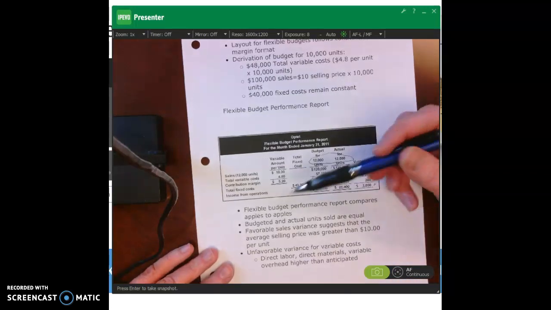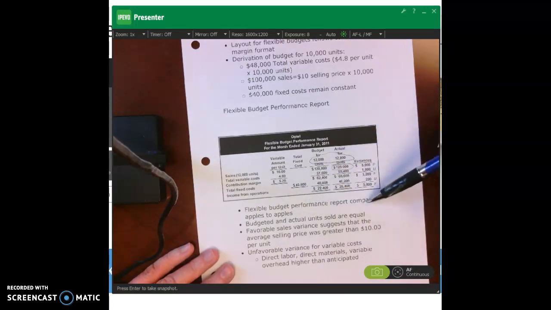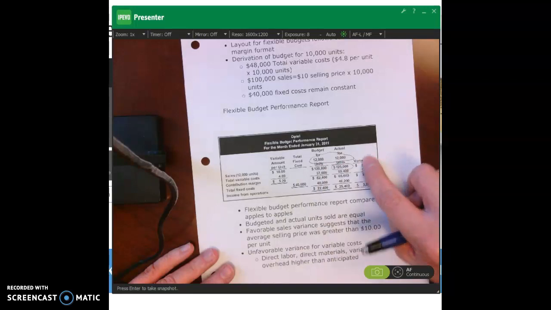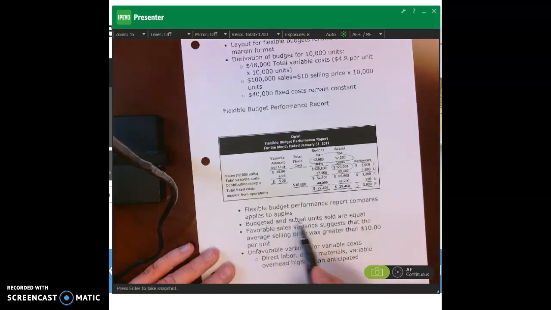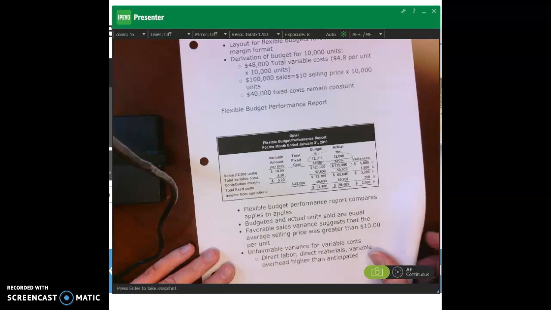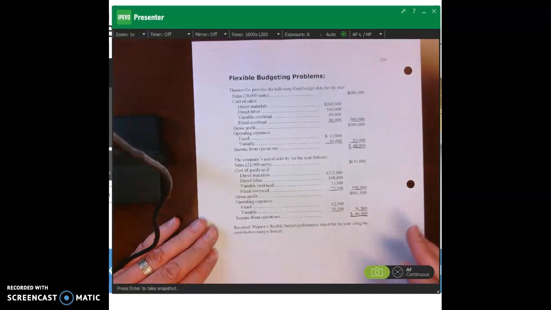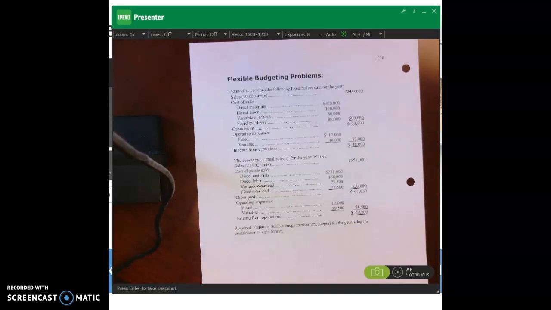Okay? So again, what I'm saying right over here is the flexible budget performance report helps us compare apples to apples, so to speak. We put these on the same level of volume, and then we remove volume as a possible explanation for any of these variances. Our actual and budgeted units sold are the same. Okay? So if we look over here, this is one of your problems. This is a really good problem. It's saying to prepare a flexible budget performance report for the year.